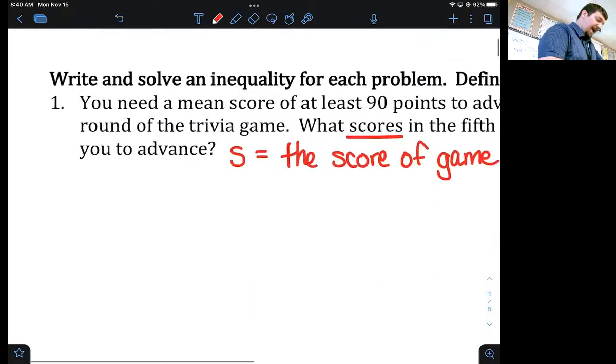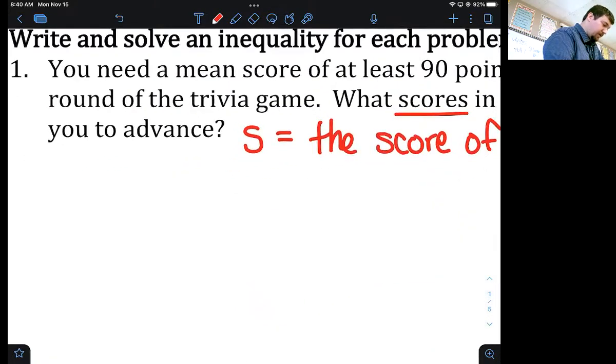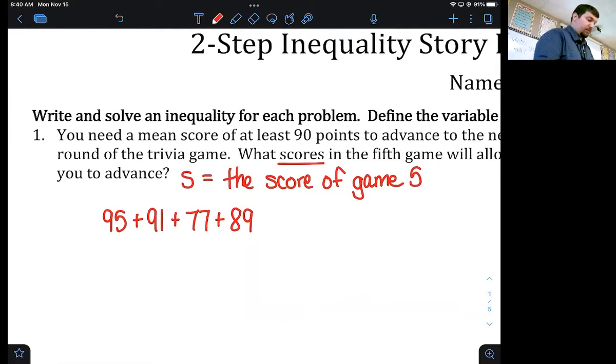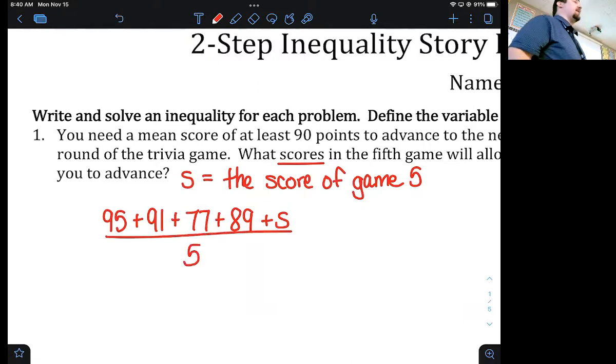So why don't we start by adding those together? What was it again, 98? 95 plus 91 plus 77 plus 89. There's 4 games, but there's a 5th game, which we have not played yet. All of that divided by 5 gives us our average.